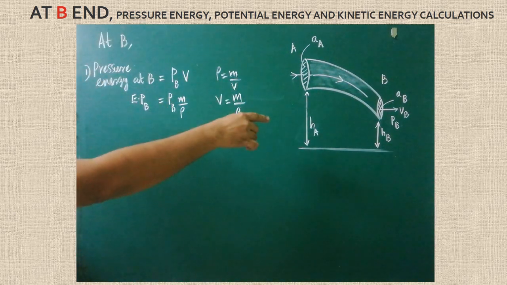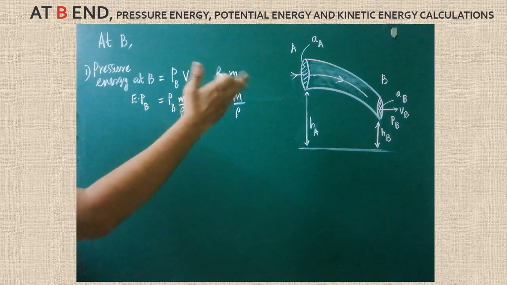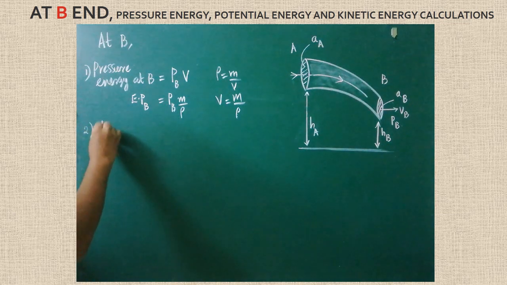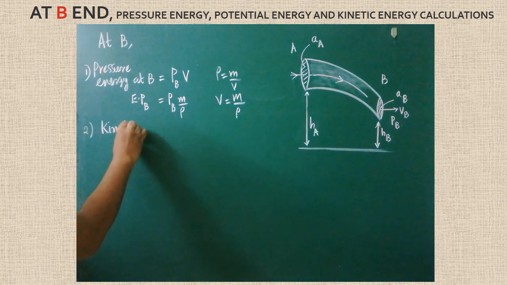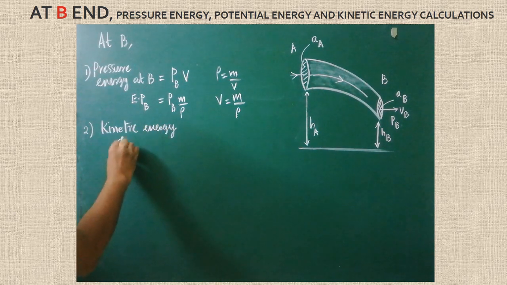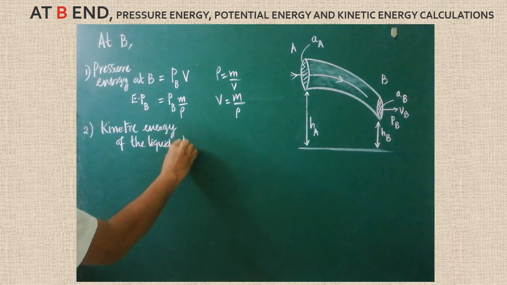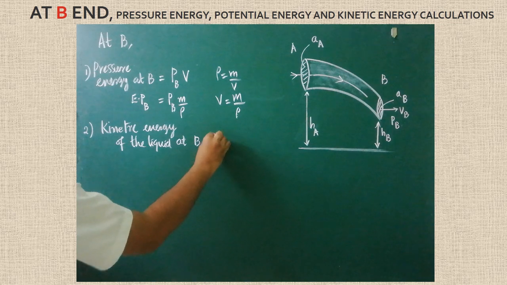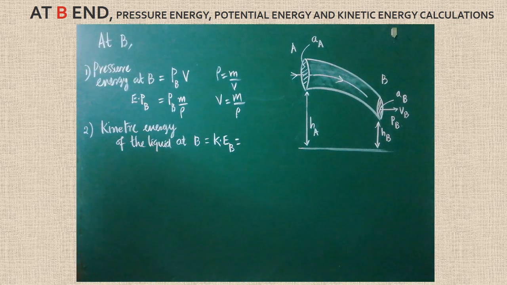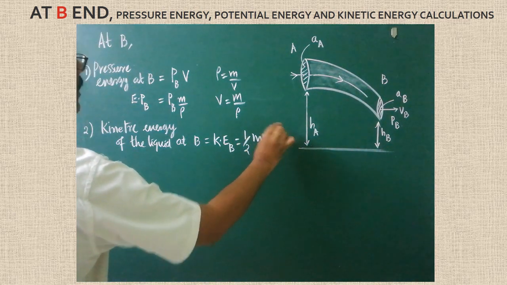The liquid flows through the pipe and it is having some velocity at B also. At the B end, what is the velocity? VB. Therefore, the next one is kinetic energy. Kinetic energy of the liquid at B end. How will you calculate? KEB, kinetic energy at B. What is the formula? Half mVB square. This is the formula.